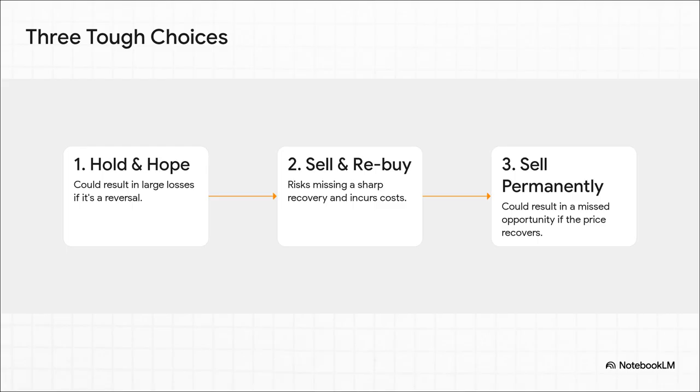Or, option 2, you sell now, planning to jump back in when it's cheaper. Sounds smart, right? But what if it snaps back immediately and leaves you in the dust? And then there's option 3, sell permanently. Get out. But man, there's nothing worse than watching a huge rally happen right after you've sold. Each path is loaded with risk.